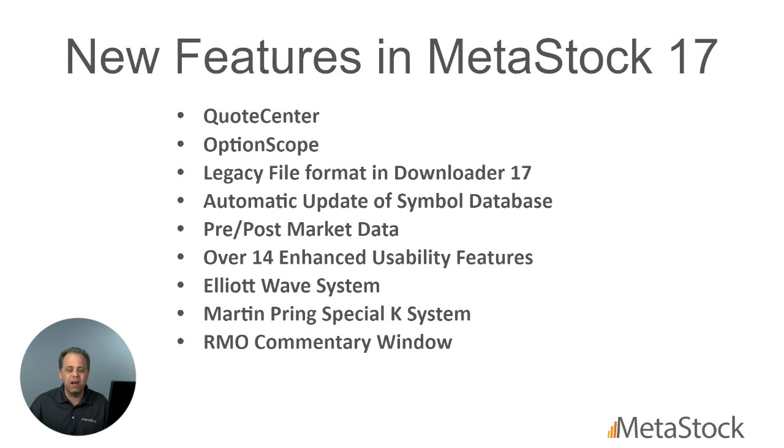Here's just a list of what we're going to go through, and I'm just going to dive into it. We're going to talk about all the things that they've added. They've added 2 new power tools. They've added the ability to use legacy data or update legacy data in the downloader. They've automatically updated the symbol database. They have pre and post market data, 14 enhanced usability features, Elliott Wave, Martin Pring, RMO commentary. I'm even going to show you something that I designed and developed just for you at the very end today. So let's go ahead and get underway.